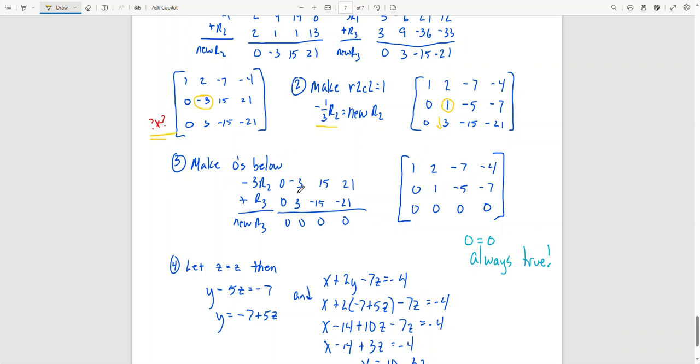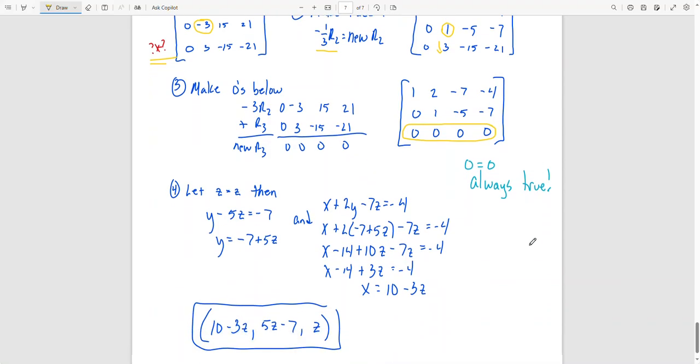When I add straight down, oh look, those signs being different, yeah, they're going to cancel everything out. And we know that if you have a row of all zeros, that makes sense. 0 equals 0 is always true. So this is when we let z equal z. It's the third equation, so we choose the third variable. Let z equal z, and then we can solve for y.